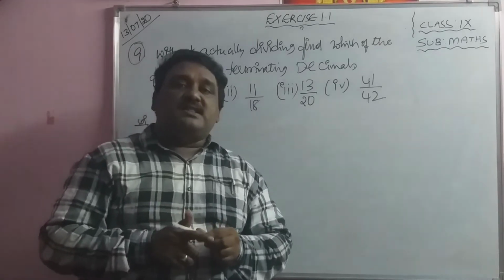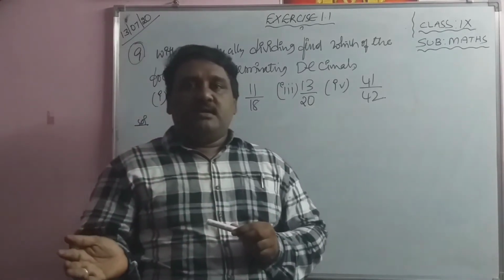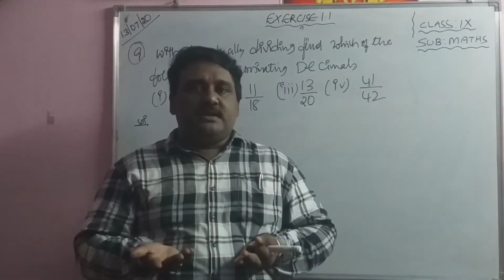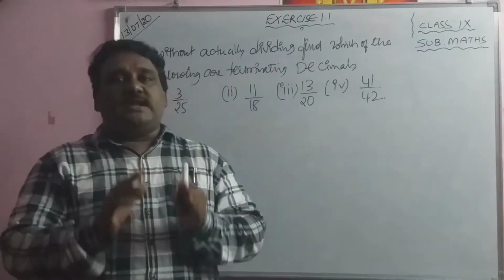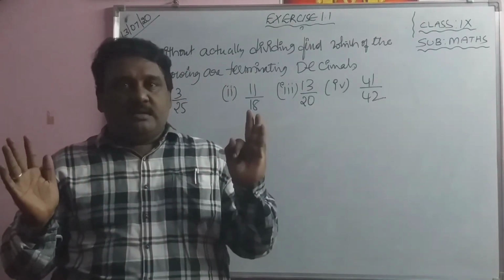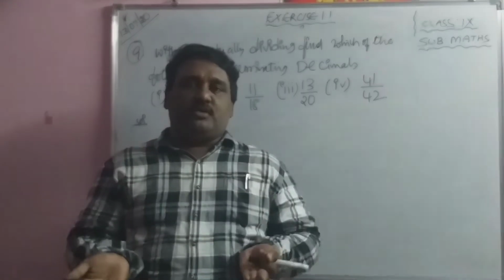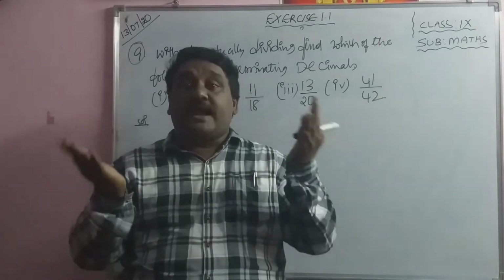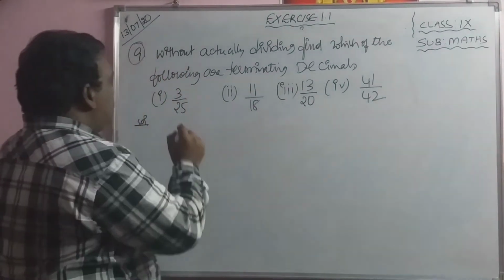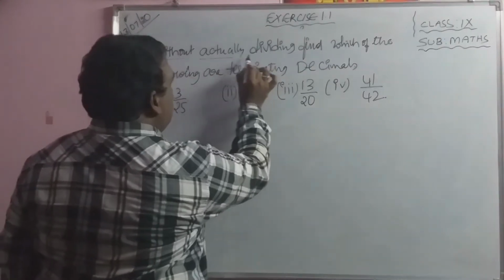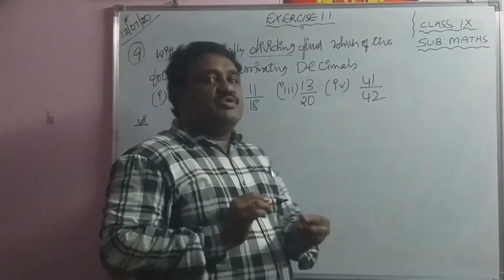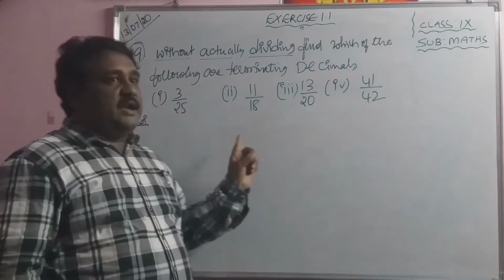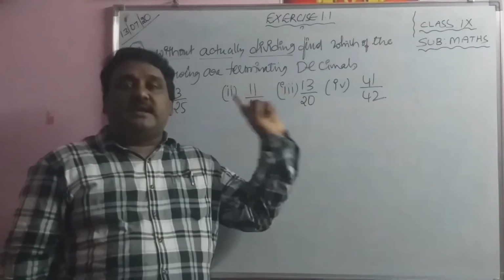Actually, how can we decide whether it is a terminating decimal or not? There we are doing division. If we are getting the remainder 0 through division, it is known as a terminating decimal. Sometimes you are getting 0 in division, it is a terminating decimal. Sometimes you are not getting 0, it is a non-terminating decimal. Here, without actually dividing, we can decide which one is terminating and which one is non-terminating.